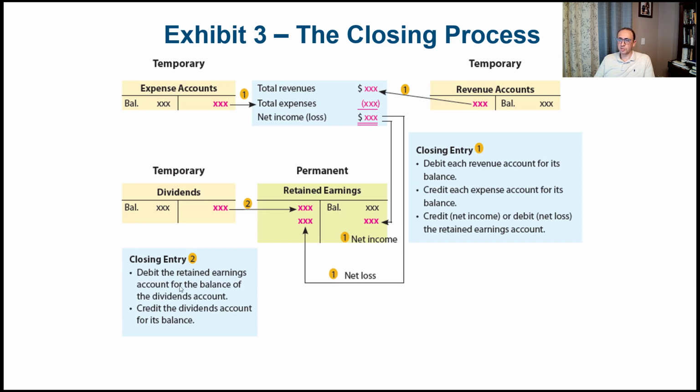The second journal entry, or closing entry, is related to dividends. We debit the retained earnings account for the balance of the dividend account, and you can see here that dividends usually have a debit balance. We close it on the credit side, and we debit retained earnings with the value. So we expect to credit the dividends account for its balance. Now what's the new balance for the dividends? It's zero, because we have credited the dividends account with the same value we have for its debit balance.